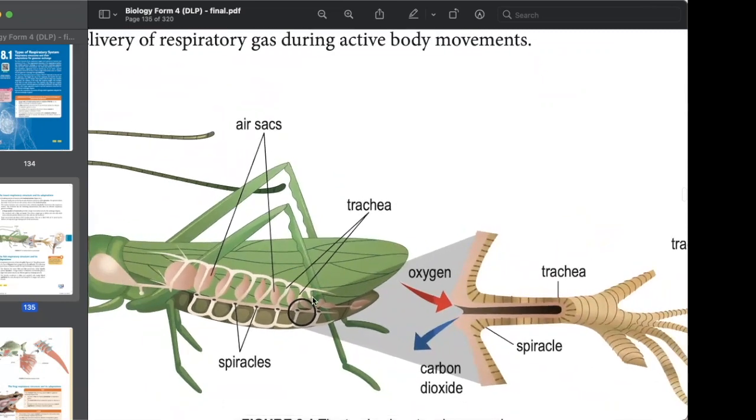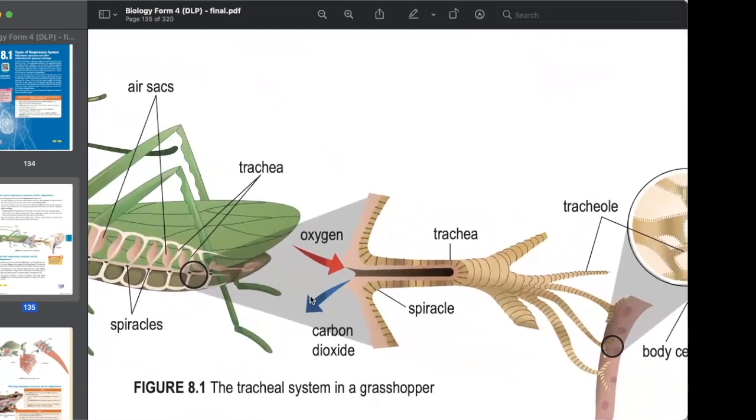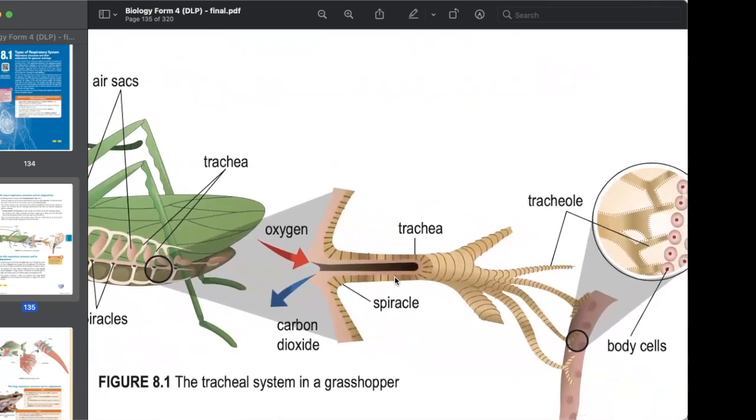If I make it bigger for this area, you will see this thing. This is the spiracle, where there is a hole that will enable the oxygen to get in and enable the carbon dioxide to get out. And this is the trachea. Trachea ni yang ni lah.